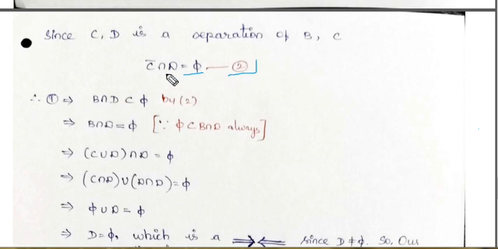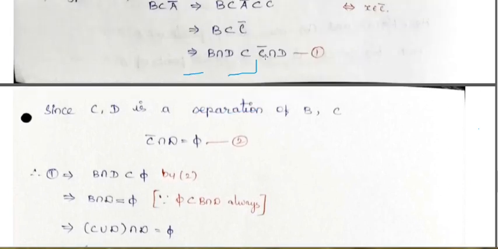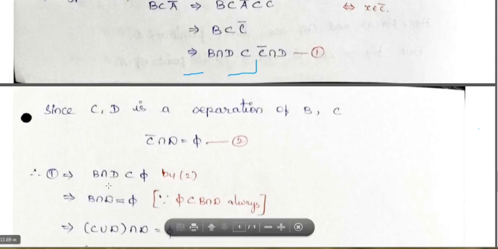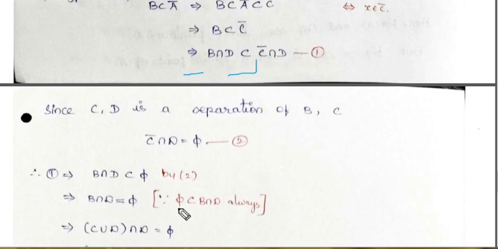From equation 2 we can write the first equation. What is the first equation? B intersection D is a subset of C closure intersection D, and C closure intersection D equals empty. So B intersection D is a subset of empty by equation number 2. We know the empty set is always a subset of B intersection D, so we can write B intersection D equals empty.